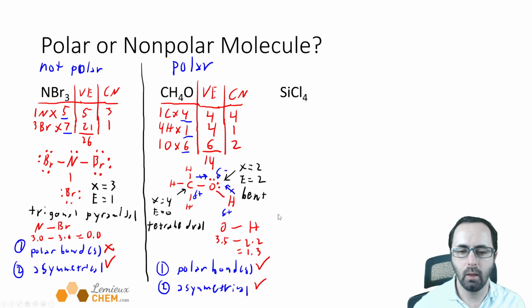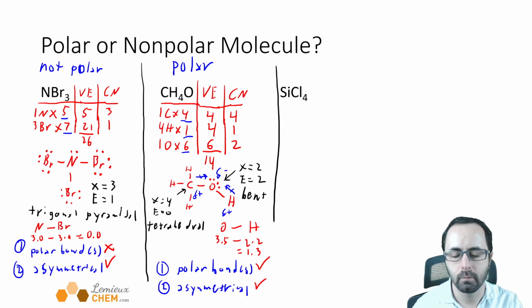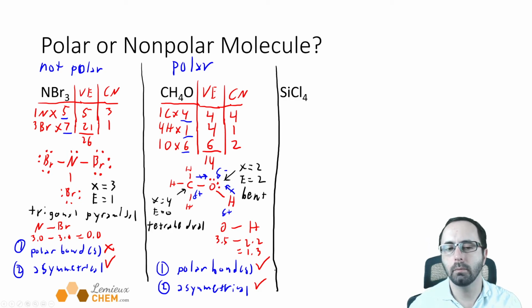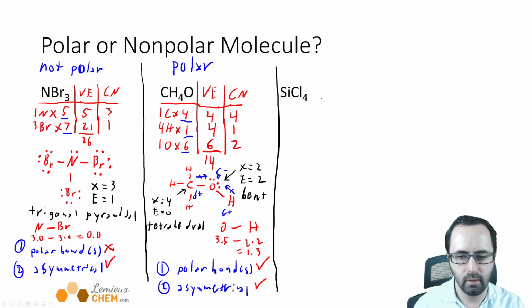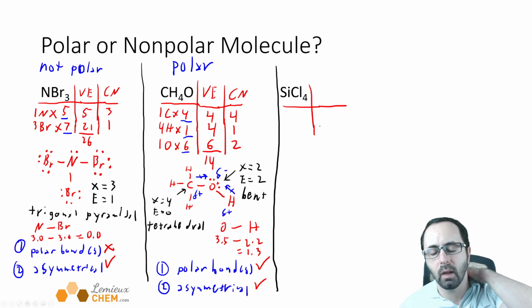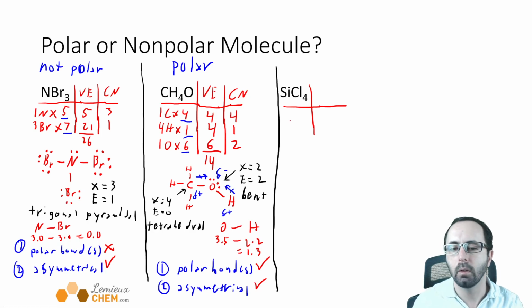And now for the last one, SiCl4. Okay, so SiCl4, let's get the Lewis structure for that. Again, we gotta get the Lewis structure. We've got to find the shape, and we got to figure out if there are any polar bonds. We have one silicon, and we have 4 chlorines.